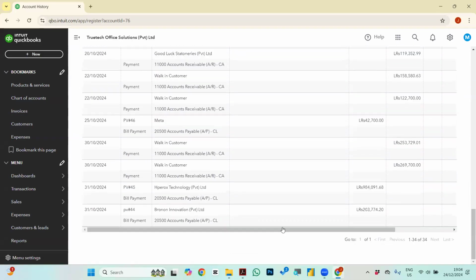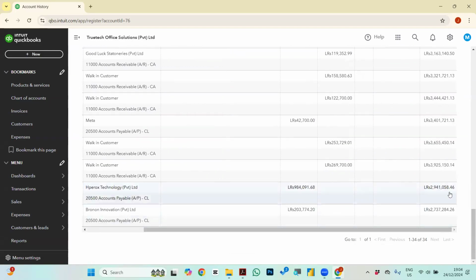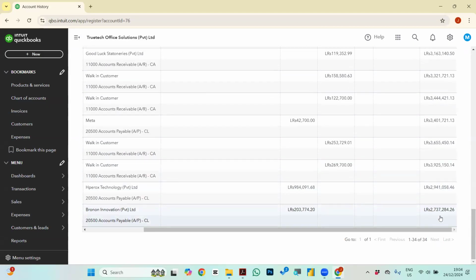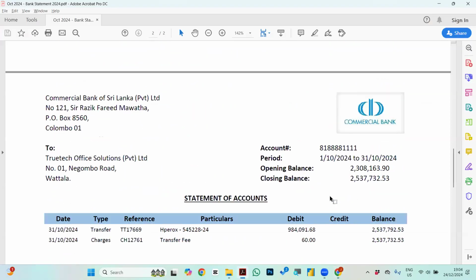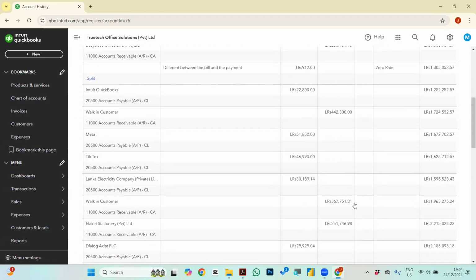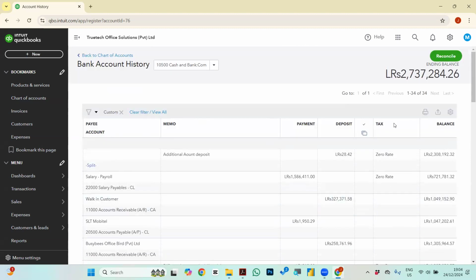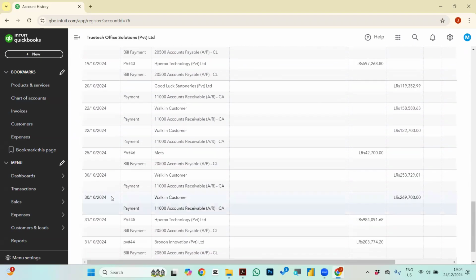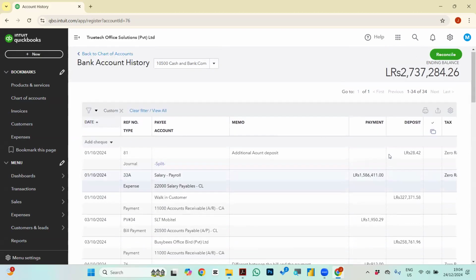These are all the transactions that we have recorded in the books. It's clearly not matching with our balance. 2737 is the balance here, but ours is actually 2537. So in this case, we need to check what happened here. I'm going to go ahead and download this one. All the transactions we have here are for October, 1st October till 31st October.